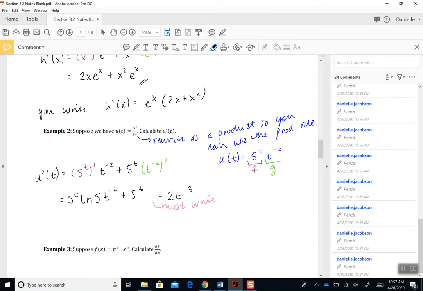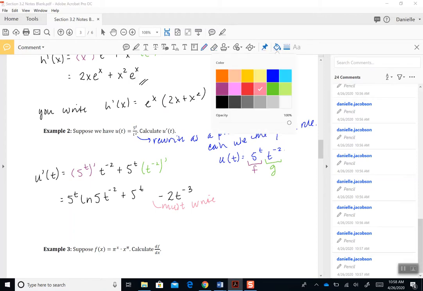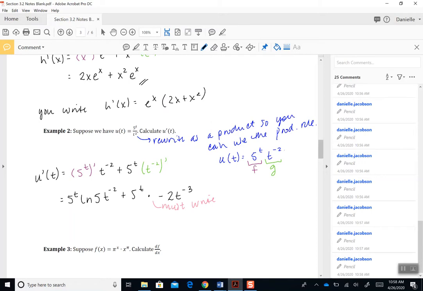It looks like you're subtracting the 2t to the negative 3 rather than multiplying. So if you choose to leave it like this, you need to be really careful with your notation and make it very clear that you're multiplying, you're not subtracting. To be safe, I recommend writing it like this.